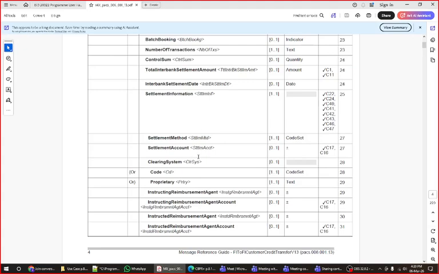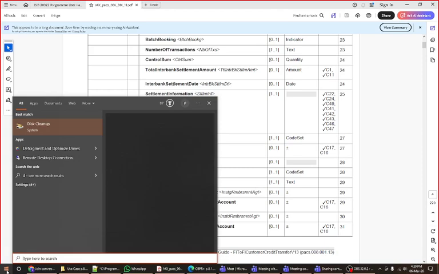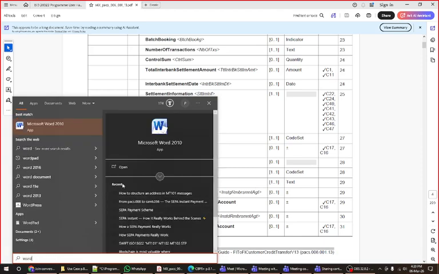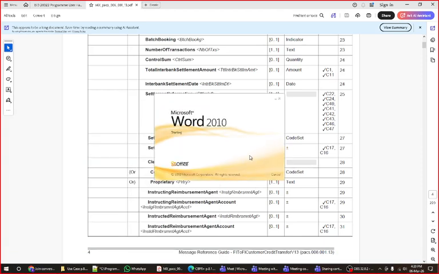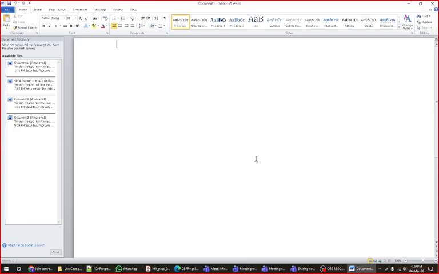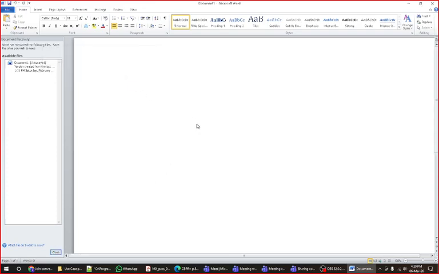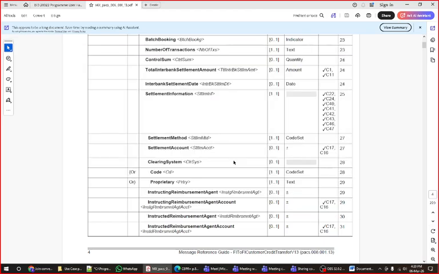How can you derive the path of this one? If I ask you in the exam how to write down the XML path, or not the path but the mapping of settlement method. Anyway, settlement account information is not there, so it's not in the message. So you can just mention settlement account here.